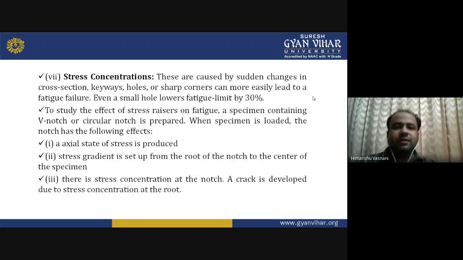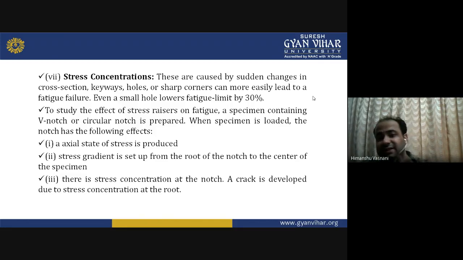Then stress concentration. These are caused by sudden changes in the cross section, in keyways, holes, or sharp corners, and can more easily lead to fatigue failure. Even a small hole lowers the fatigue limit by 30%.